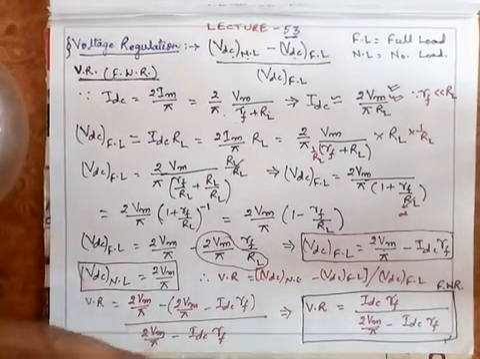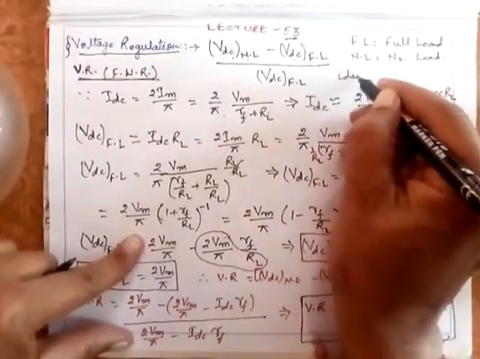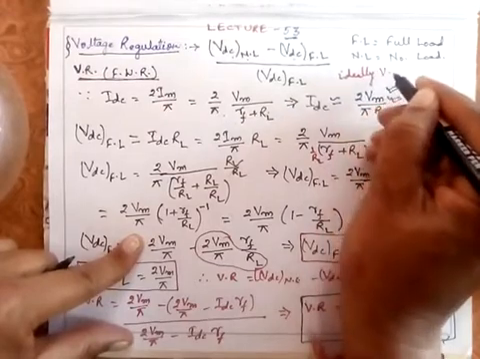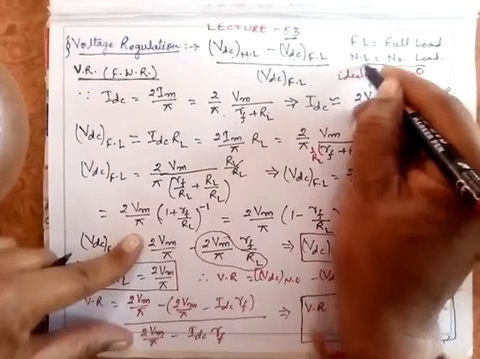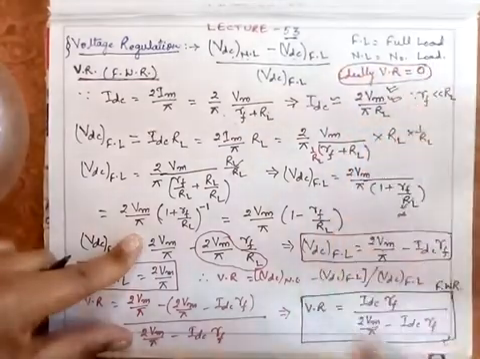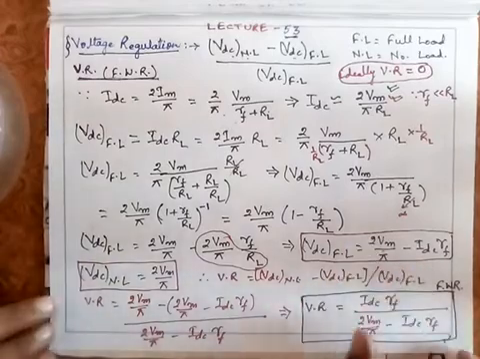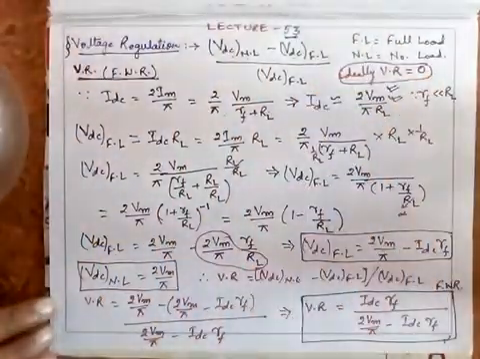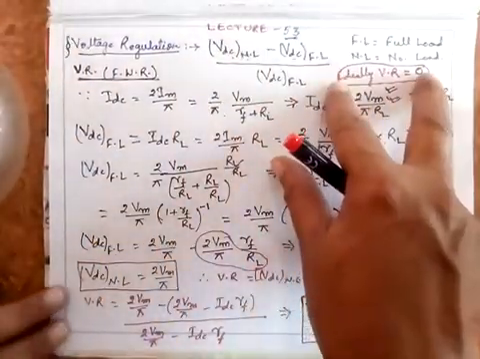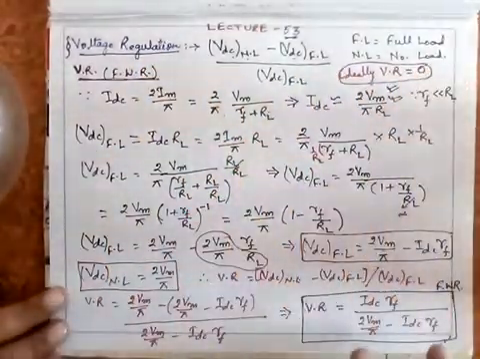Now what should be the ideal value of this voltage regulation? Ideally this should be equal to 0, since this RF is 0 here. Ideally the value of voltage regulation must be equal to 0, or it should have the minimum value as small as possible.